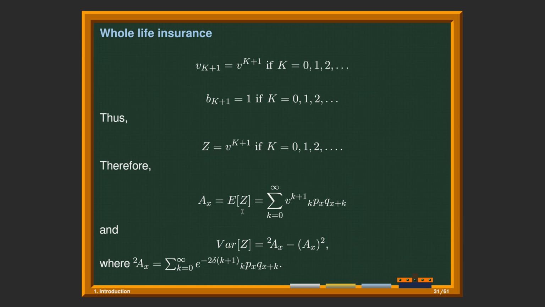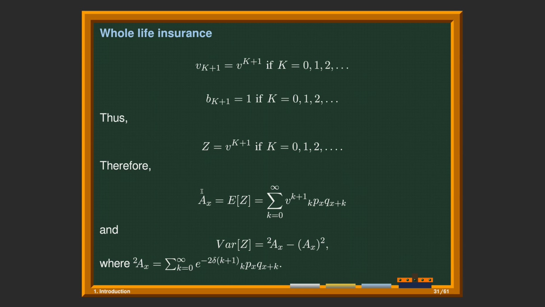So the expectation of Z, which is again called the net single premium for this particular insurance product, is the summation of V to the K plus 1 times the probability mass function of K, since our random variable Z now is dependent on K. So we have to use the summation because it's discrete, and of course the probability mass function of the random variable K. And one of its forms is kPx qx+k. So this summation gives us the net single premium, and we will make use of this representation for that.